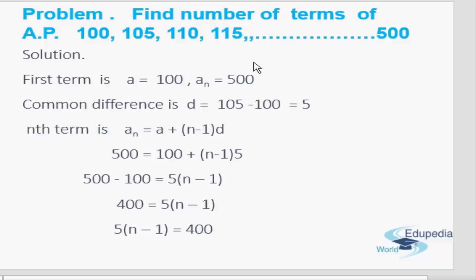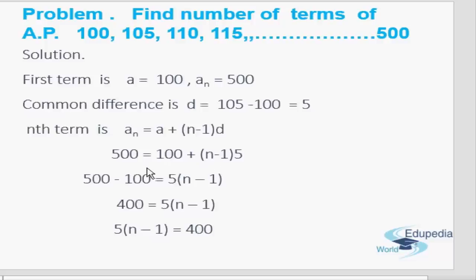So what do we know about the things that we can plug in this formula? We know that a is 100, we know that d is 5, we just found that out, and an, that is the last term, that is the index of which we have to find, is going to be 500. So 500 is equal to 100 plus (n minus 1) into 5.